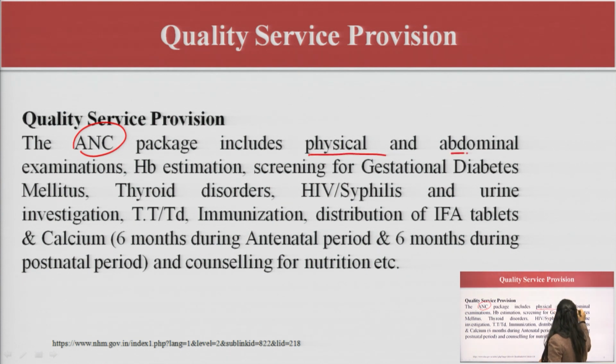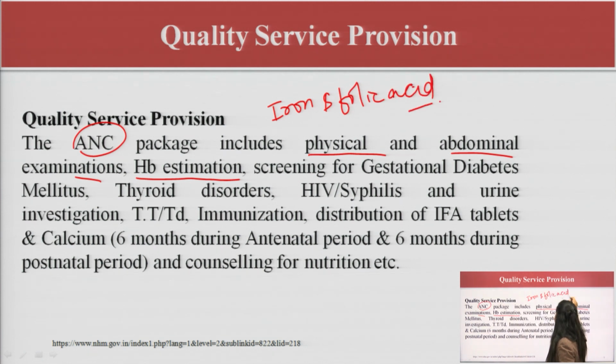One is the physical and abdominal examination by ultrasound. Yes, HB estimation, hemoglobin estimation. This is very required because high risk pregnancy also includes the anemic situation. So, we want to estimate the HB so that we can treat the pregnant women by prescribing iron and folic acid. Or if it is required, then injections can be given.